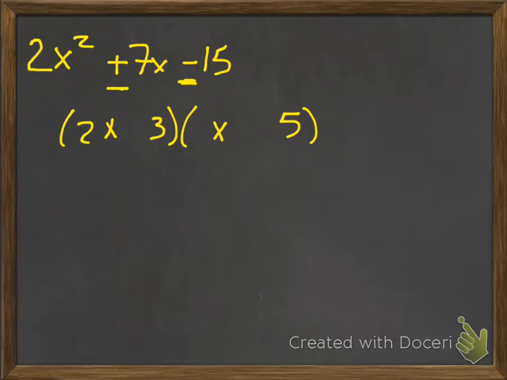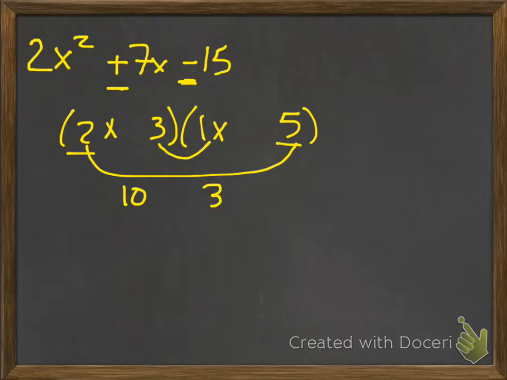Now, notice if I put 5 in one parentheses and 2 on the other side, 5 times 2 is 10, and 3 times 1 is 3. Because there's a minus at the end, you're going to subtract those two. Well, 10 minus 3 is 7. So I know I've got the right order and I've got the right numbers.